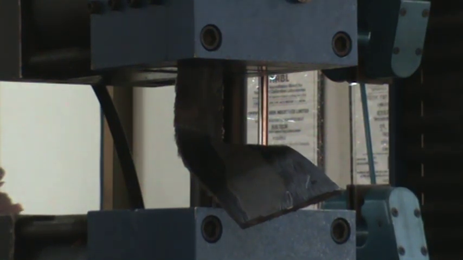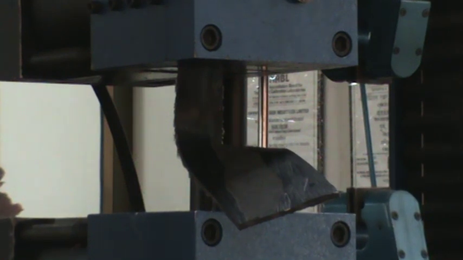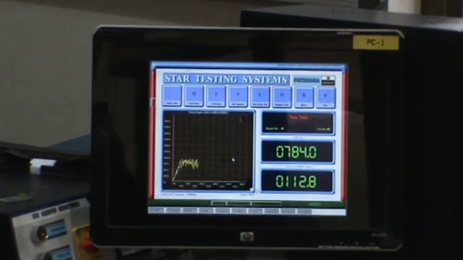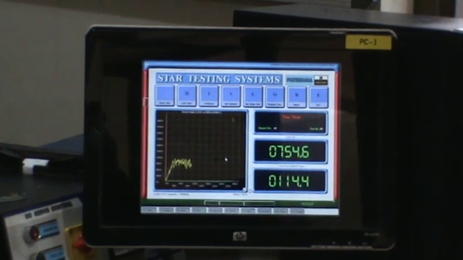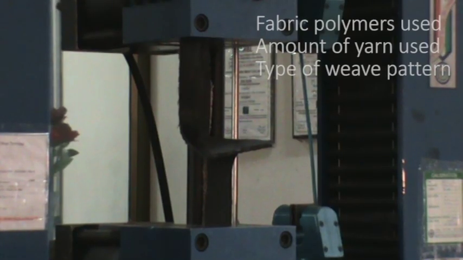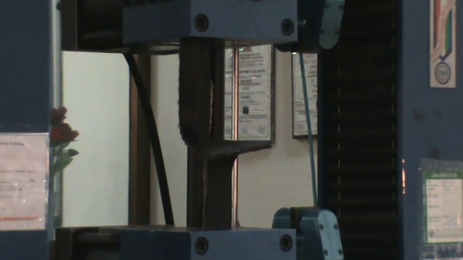The rip resistance of a conveyor belt can be an important factor in determining the suitability of a belt for various applications where ripping can be a problem. The resistance to rip propagation in fabric belting will depend on a number of factors, such as the fabric polymers used, the amount of yarn used, and the type of weave pattern. The rip resistance can be tested along the length of the belt, the warp, or across the width, the weft.